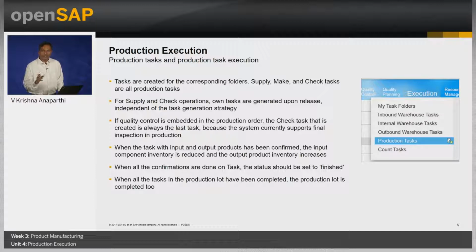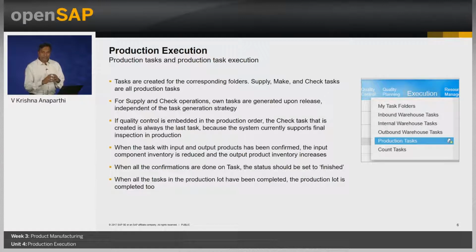If the quality control is embedded in the production order, the check task will be created and this task will always be the last task because the system currently supports final inspection in the production process. When a task with input and output products has been confirmed, the input component inventory is reduced and the output product inventory increases. When the task has been confirmed in full, its status will be set to finished.